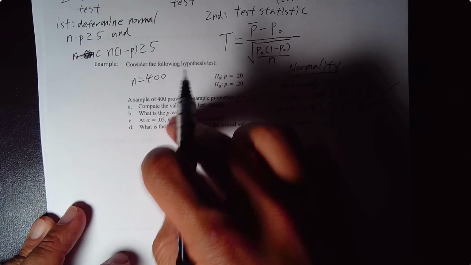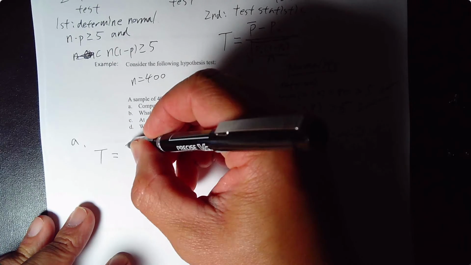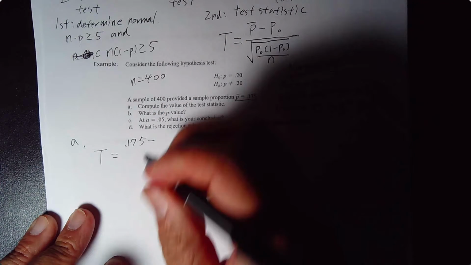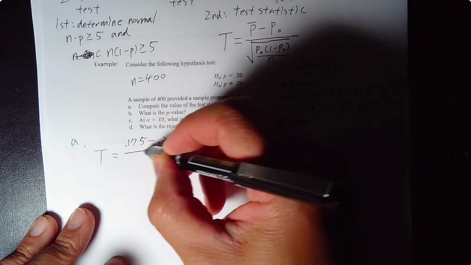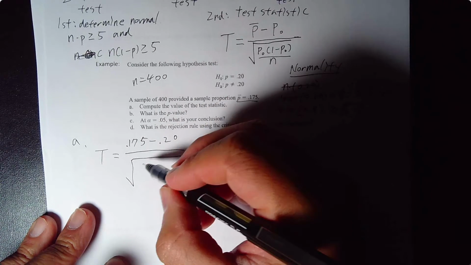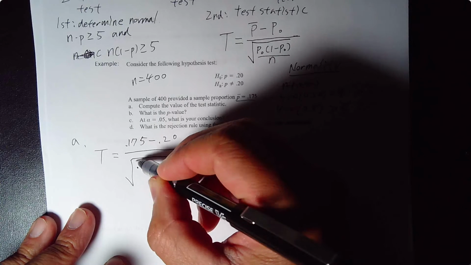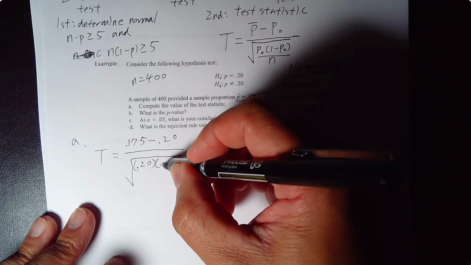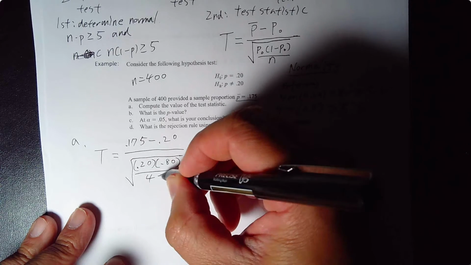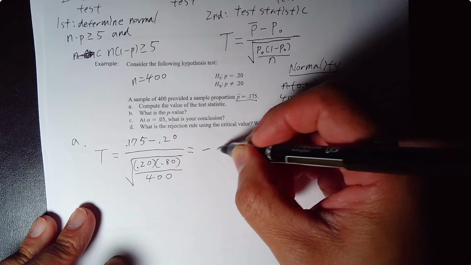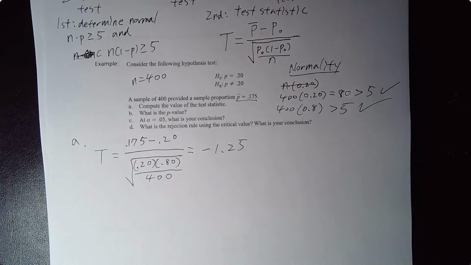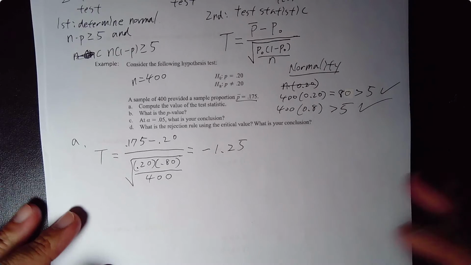Now, compute the value of the test statistic. Here we go. z equals 0.175, that's given to us, that's p bar, minus 0.2, divided by the square root of, again, be careful, we have to use the p that is in the null hypothesis. Put it in the calculator, and this is what you should get. Everything else will follow exactly as we did with the population mean.